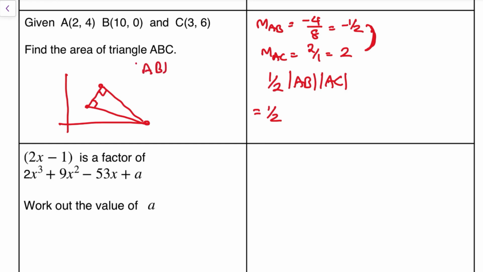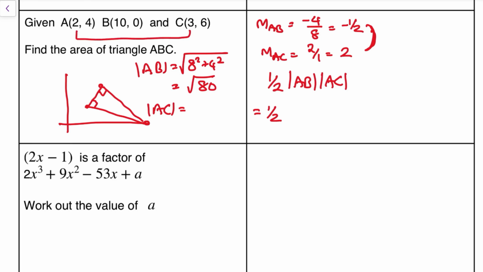So the length of A to B is going to be 8 and 4. So it's going to be the square root of 8 squared plus 4 squared, which is the square root of 80. And the length of A to C is 1 across and 2 up, a little bit easier this one. So it's going to be 1 squared plus 2 squared, which is the square root of 5. Which means the area of my triangle is a half times root 5 times root 80.